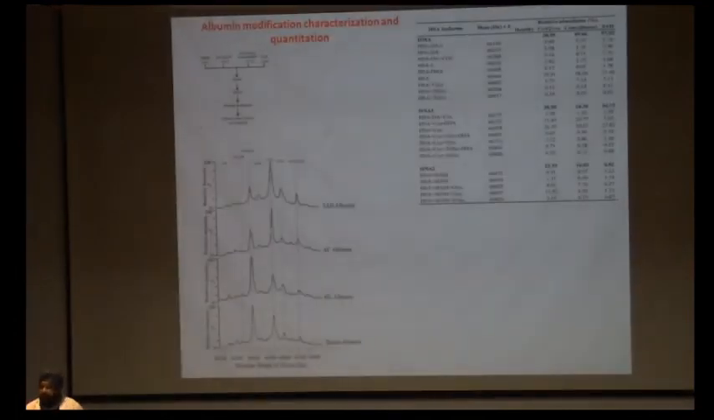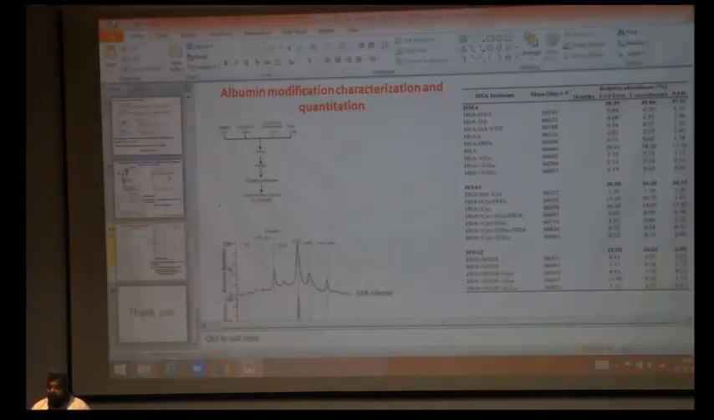So the best part of our work is albumin modification, characterization and quantitation. We are able to identify different modifications in albumin: HNA1, HNA2, HMA. First, let me explain what HMA is, then HNA1, HNA2. HMA is mercaptoalbumin, which is normal albumin. HNA1 is cystinylated, and HNA2 is non-reducible, sulfonylated albumin. If it is sulfonylated, it cannot come back to the normal state, but if it is cystinylated, it can come back to the normal state.